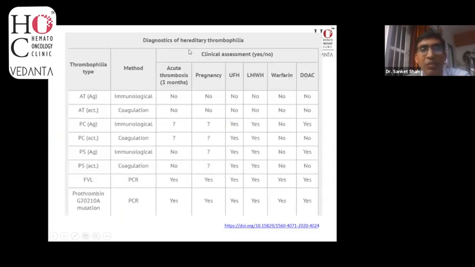So you can see here, if you want to do hereditary thrombophilia profiling, these are the various major thrombophilias: antithrombin, protein C antigen and activity, protein S, factor 5, and prothrombin. If there is an acute thrombosis, you can't do anything. In pregnancy, usually you can't do anything except for the PCR-based method, which can be done at any point of time. With unfractionated or low molecular weight heparin, antithrombin cannot be tested. Protein C and S still can be tested. With warfarin, most of the tests cannot be done. With DOACs, some can be done, some cannot be done. Right? So you have to keep in mind when you are ordering any test whether the patient is taking any medicines or not.